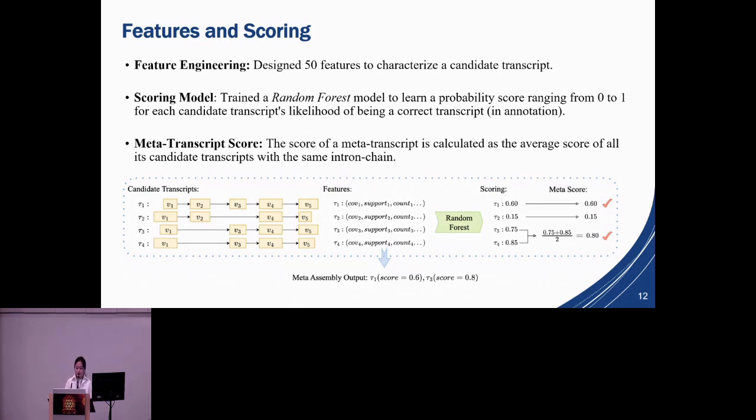Once we have scores for each individual transcript, we calculate the final metascore. This metascore is defined to be the average of all these candidate transcripts with the same intron chain, like the top 3 and the top 4 here. In the final output, we generate reliable transcripts along with their average confidence score.